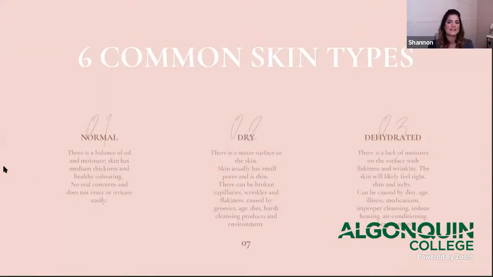Okay, so here are our 6 common skin types. Normal skin is just pretty much what it sounds like. It's going to have a medium thickness and healthy coloring. It's not going to be red and splotchy, it's not going to have much irritation. You really don't have many concerns. You don't get overly oily in the day, and you're not really overly dry. Anything works on your skin.